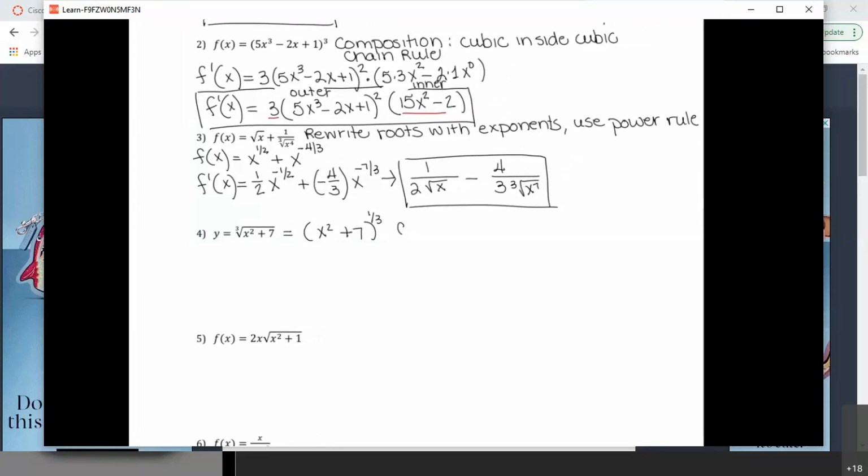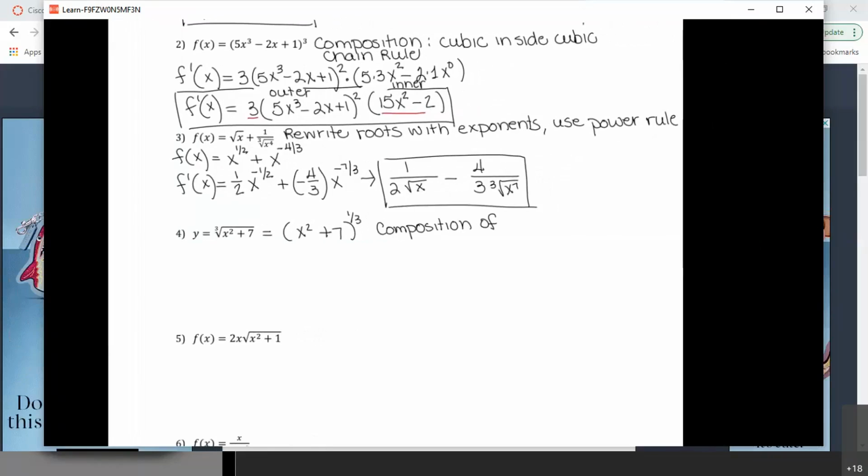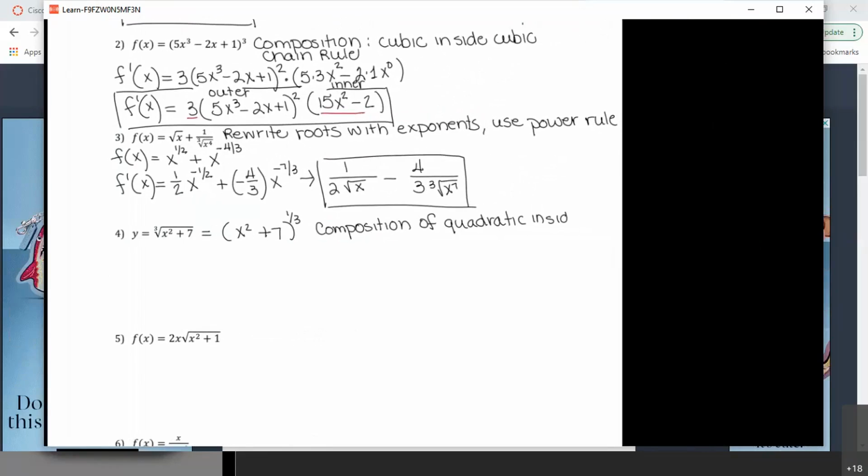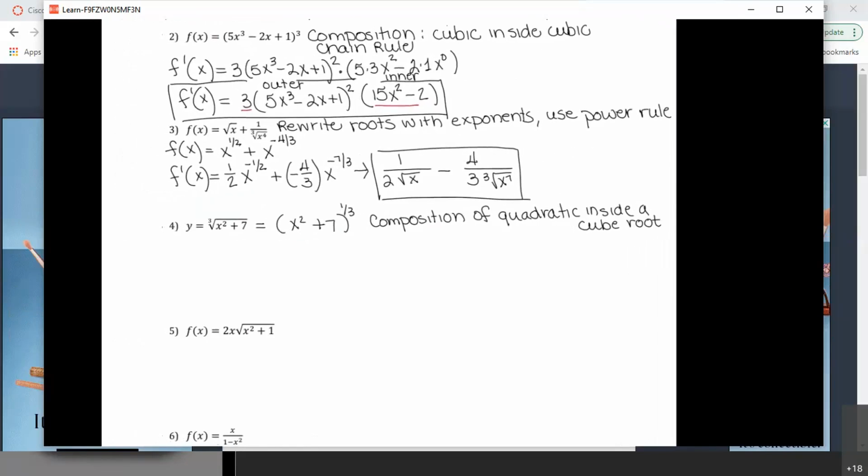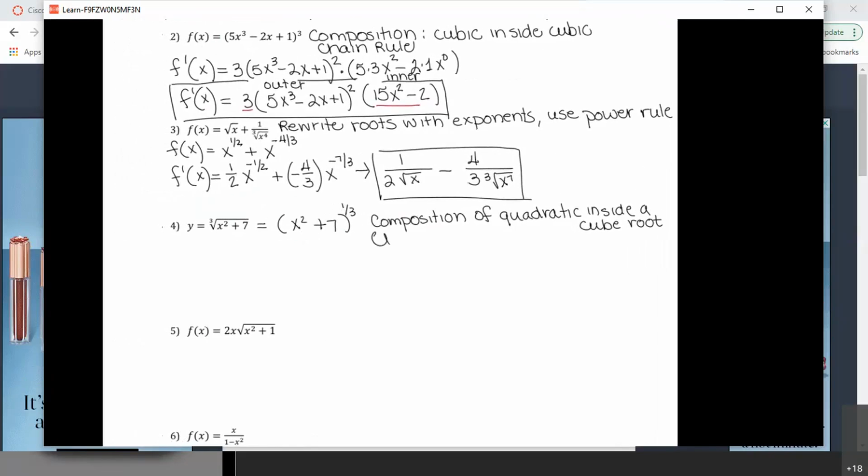And now you can see this is a composition of a quadratic inside a cube root. Because again, the 1/3 power means I have a cube root. So I need the chain rule here.